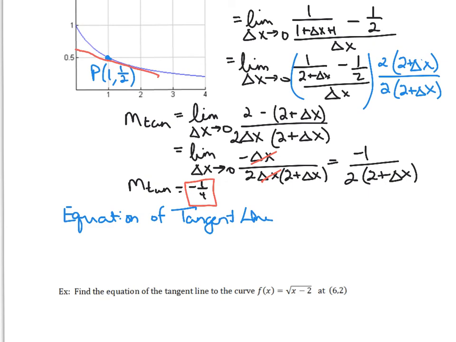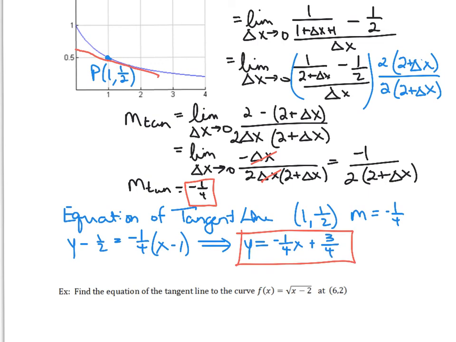Now let's go ahead and make the equation of our tangent line. Again, in this case, the point that we're using is (1, 1/2), and the slope that we're using is negative 1/4. So my point-slope formula says y minus 1/2 is equal to negative 1/4 times (x minus 1). Take a second to simplify that and come back and check with my simplified answer.